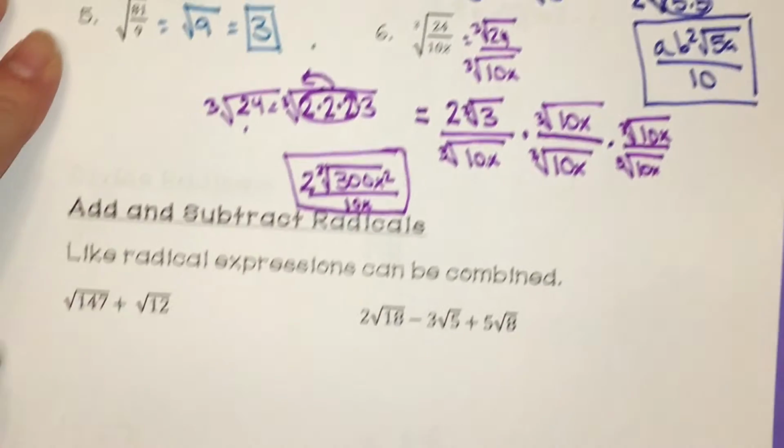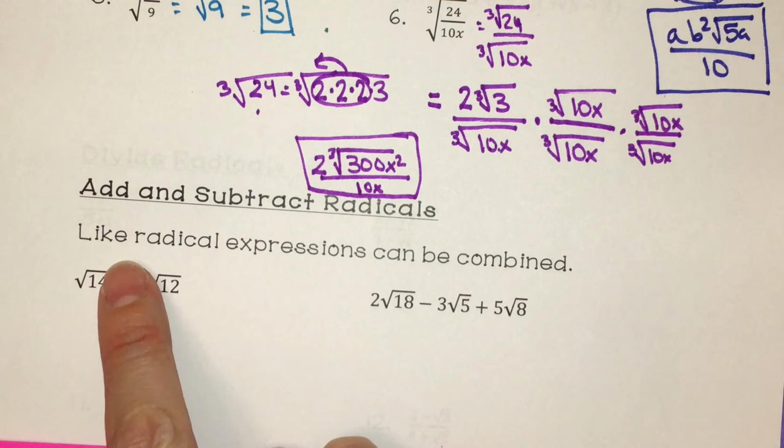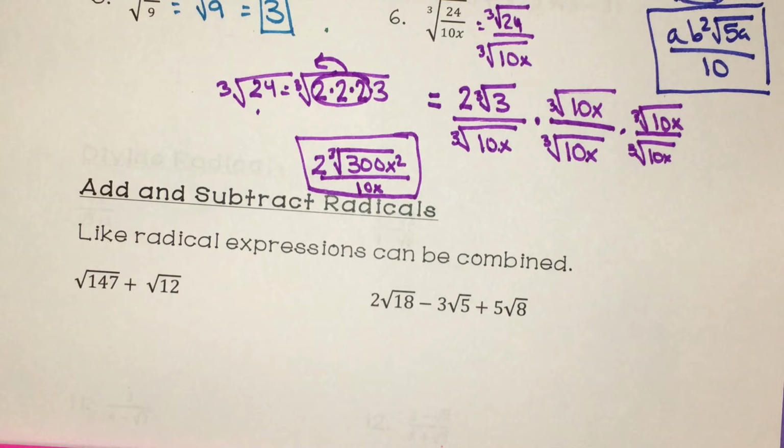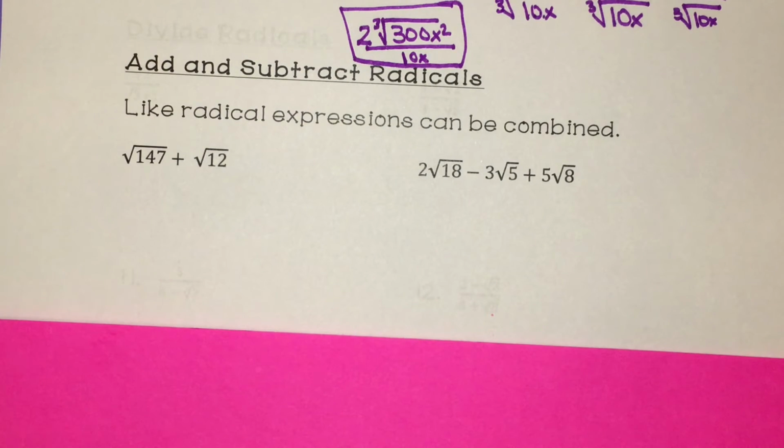All right, so we're going to add and subtract radicals. You can add and subtract like radical expressions, meaning if they have the same square root or cube root, if the root part is the same, then you can add or subtract them. If not, well, then they're not like terms.